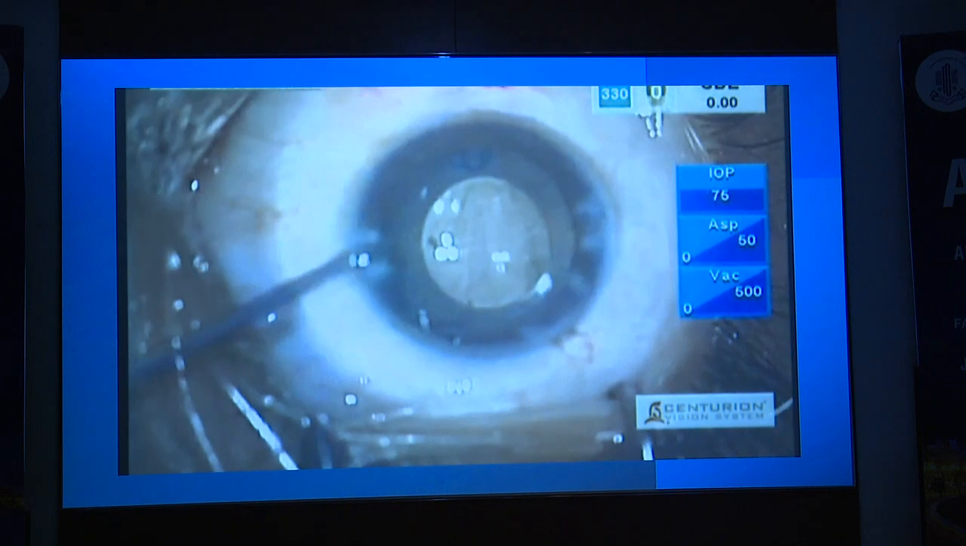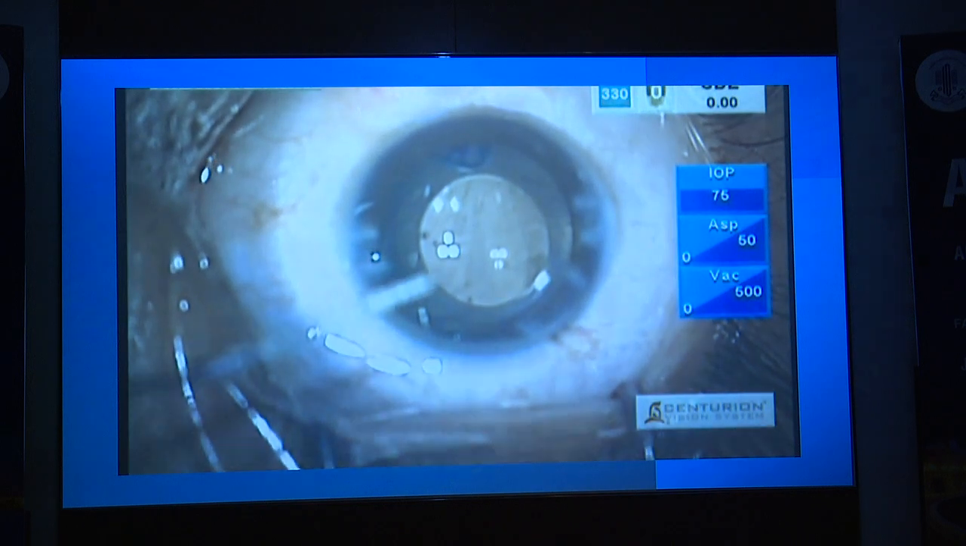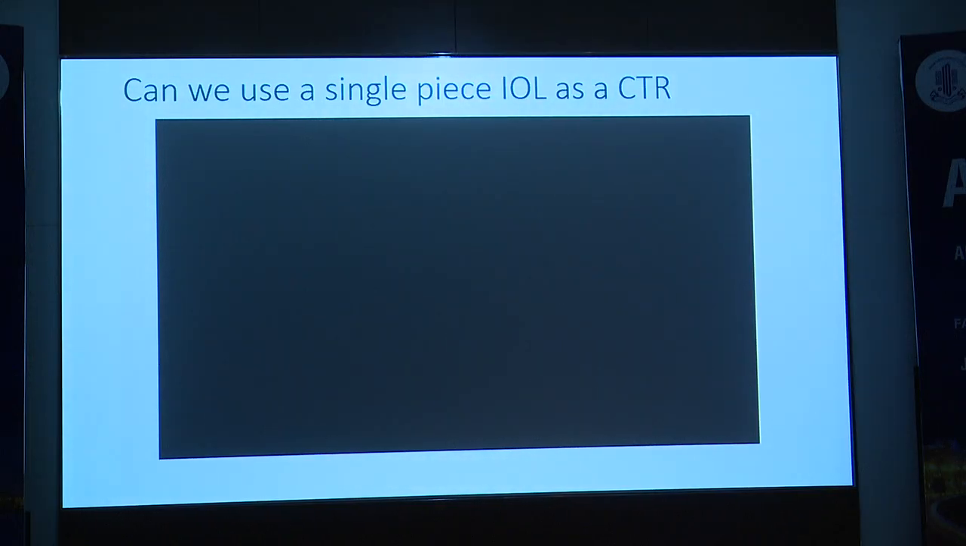And so far everything seems to be good. So this was the end result of the case. Let's have a look at the next one. Can we use a single piece IOL as a CTR?